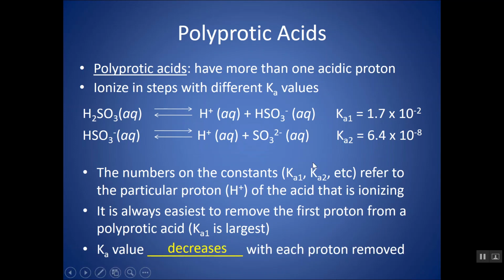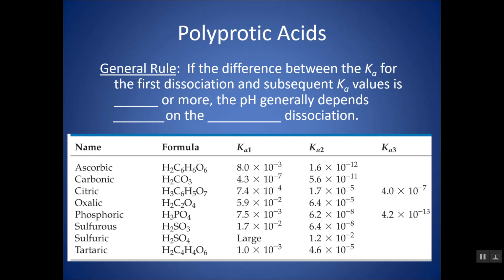The Ka value is going to start to decrease with each proton removed, meaning less and less of those ions are going to be present in solution. It's going to be harder and harder to remove that H plus. Now there's a general rule that you can use for problems for polyprotic acids, and it's going to be very similar to that 5% rule conditions.